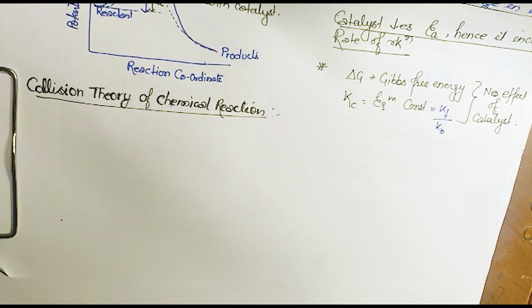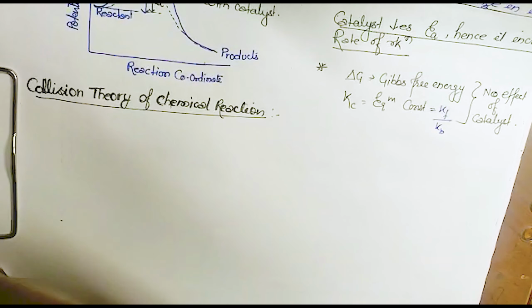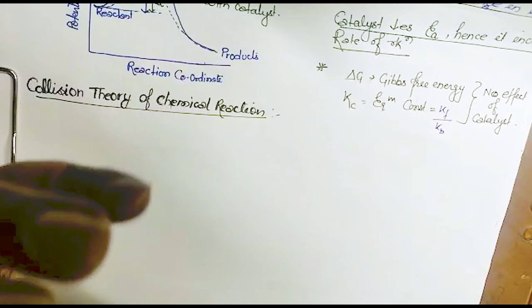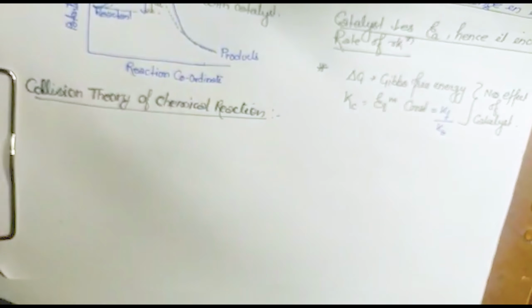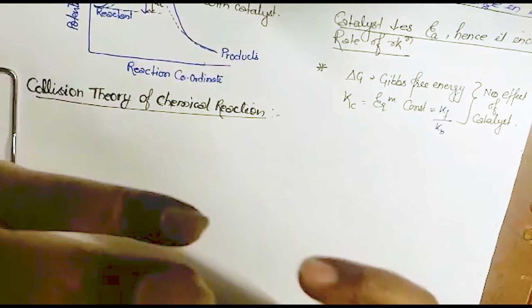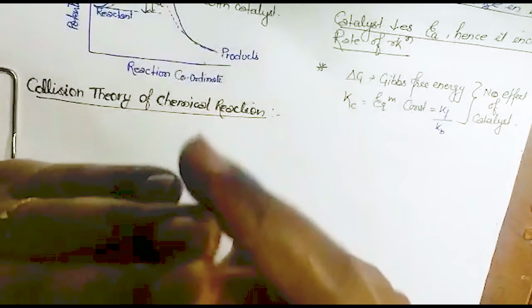Suppose this is one tip and this is the other tip. If I say to put these tips together so that they collide with each other, and each perfect collision will result in the product, it is not possible that each time this tip and this tip are going to collide, isn't it?